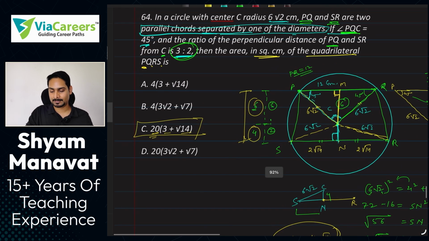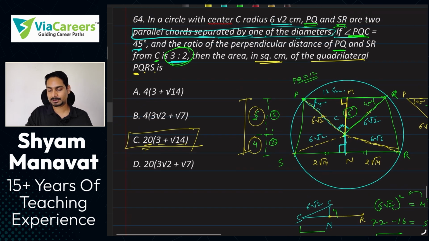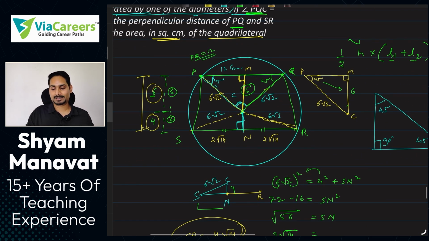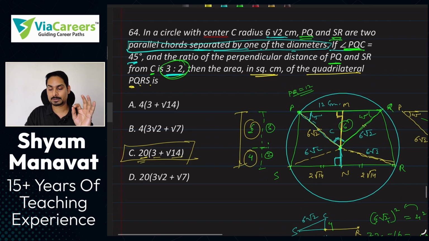Got it? Okay, so I hope you understood this question. I know the diagram has become very messy, but if you follow step by step, you will find it easy. You can see we have heavily used the properties of a triangle, especially the right angle triangle 45, 45, 90, and area of trapezium, that is part of a polygon, and the property of circle, chord, everything we have used here. It's a beautiful question.